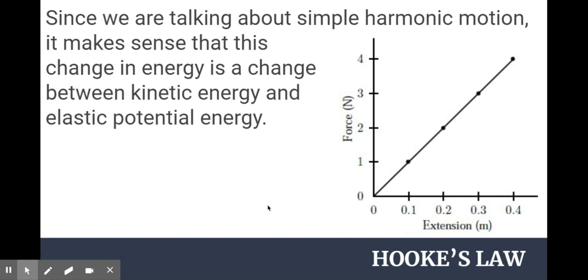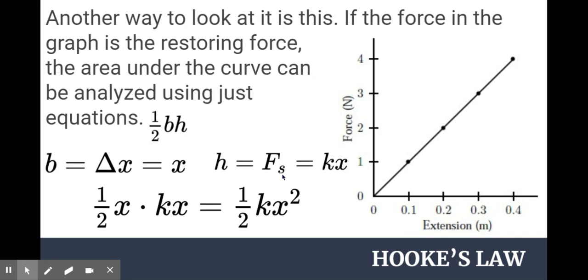This should hopefully make sense. We're talking about simple harmonic motion, an object that's oscillating back and forth with springs and stuff like that. So this change of energy is probably going to be a change between kinetic and elastic potential energy. That's what Hooke's law can help us understand. It helps us to understand the restoring force that's used to do work on an oscillating system and change its energy. So sometimes that restoring force will increase our elastic potential energy and decrease the kinetic energy. Sometimes that restoring force will instead decrease the elastic potential energy, which will then increase our kinetic energy. It's going to depend on the situation.